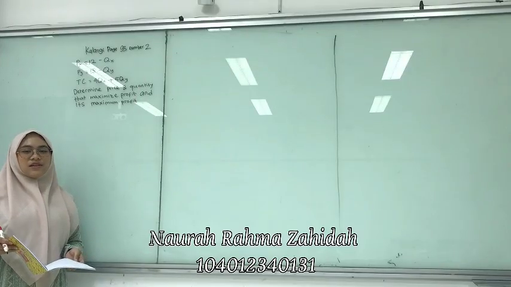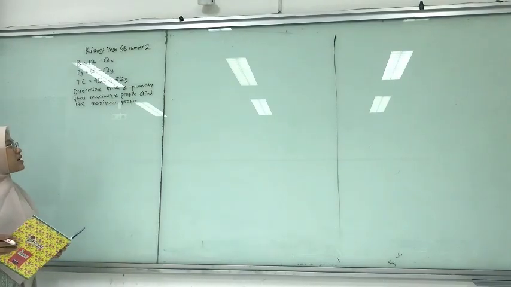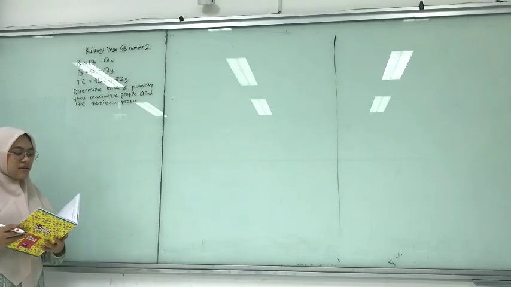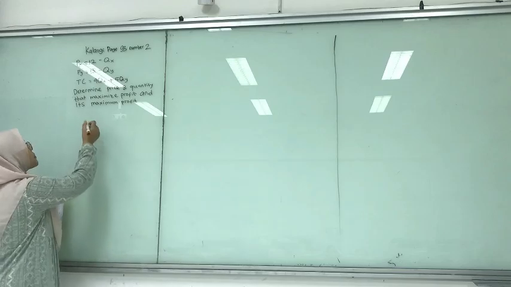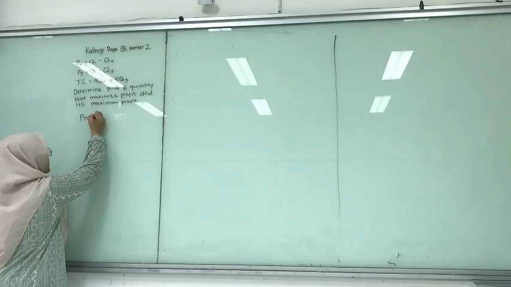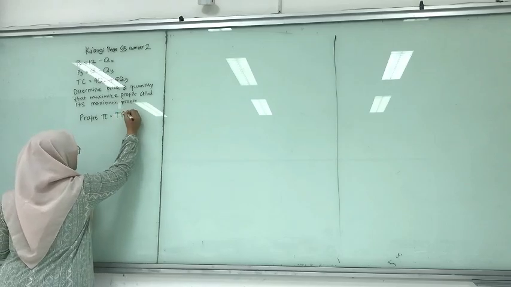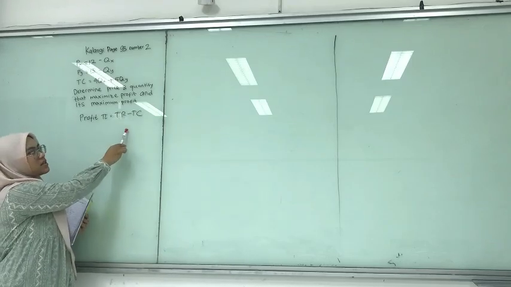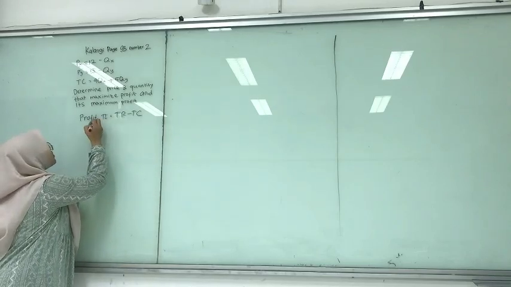Next question from Kanaia, page 93, number 2. Determine the price and quantity that maximize profit and its maximum profit. So first we are going to find the profit. Profit is TR minus TC. There is no TR given, so we are going to search for it.